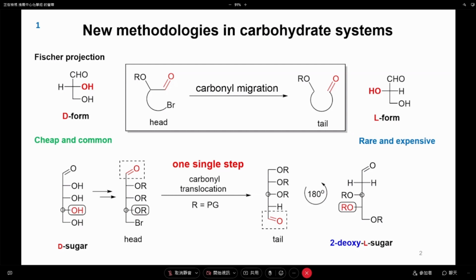In my lab, we developed a very quick, one single step reaction to proceed the carbonyl transfer from the head to the tail. This is the slide that shows it. If you have this alkene and put it on the tail, in one single step it turns 180 degrees upside down. Now the hydroxyl group on the left is on the right, upon the inversion of two positions. So this is a very good, very quick method for the synthesis of deoxy sugars.